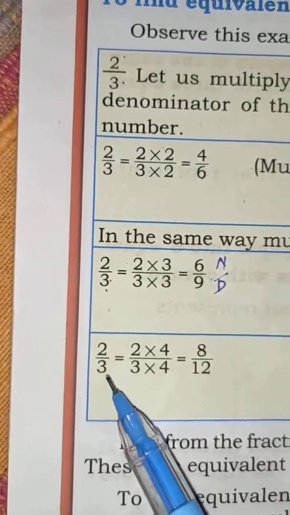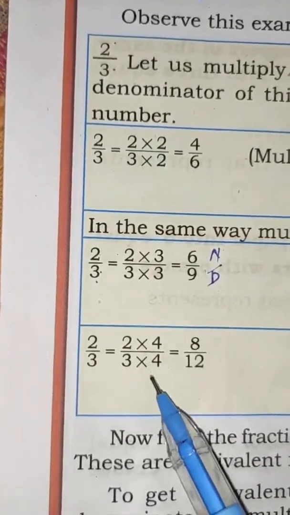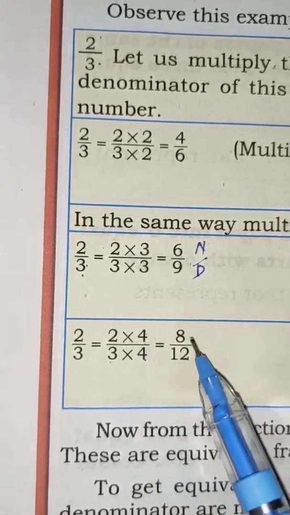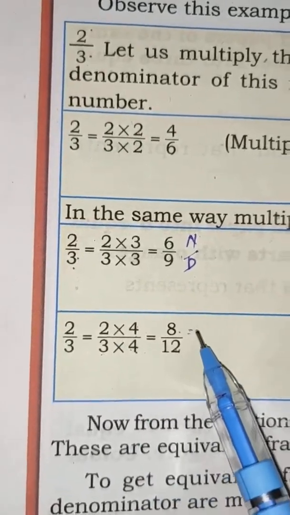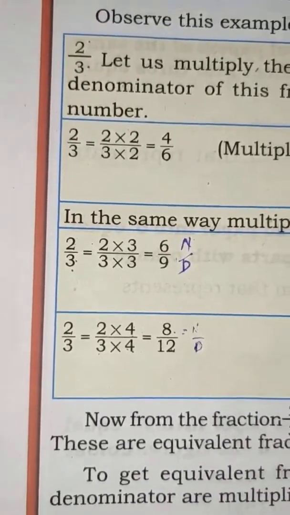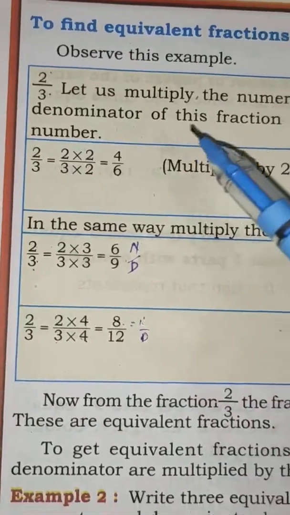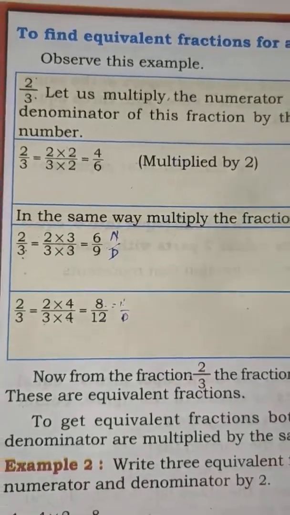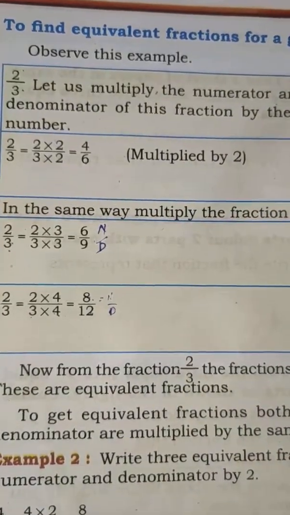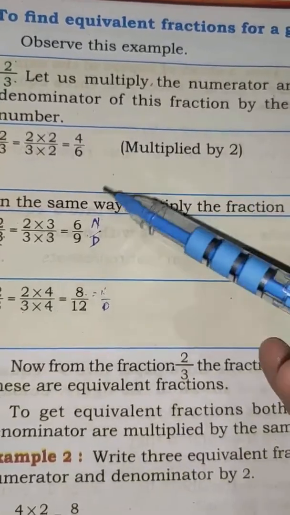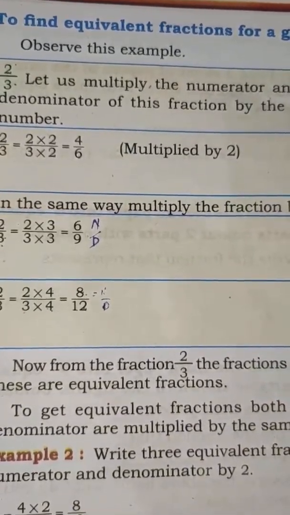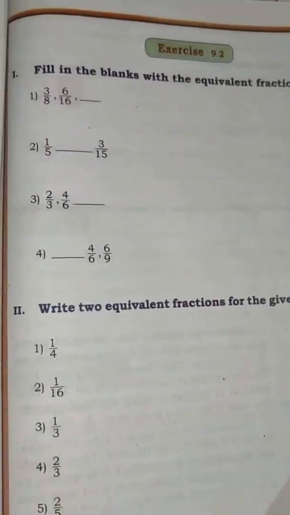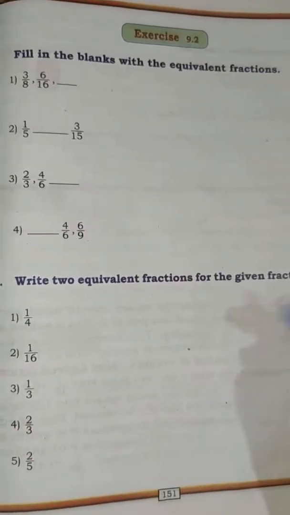Here 2 by 3. Now we are going to multiply this fraction with 4. So 2 by 3 into 4 by 4. So here 2 4s are 8, 3 4s are 12. So this is numerator and this is the denominator. Yes. So children, these 4 by 6, 6 by 9 and 8 by 12 are called equivalent fractions. Okay, so these are called equivalent fractions. Understood? Now let us move ahead to the exercise part, which is there on page number 151.